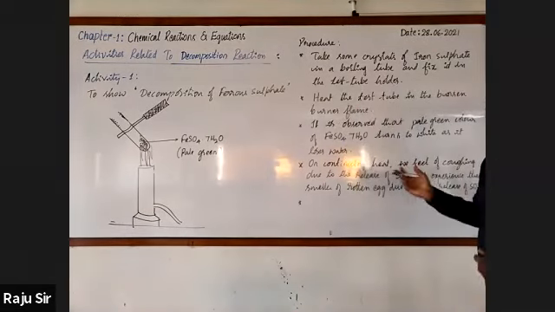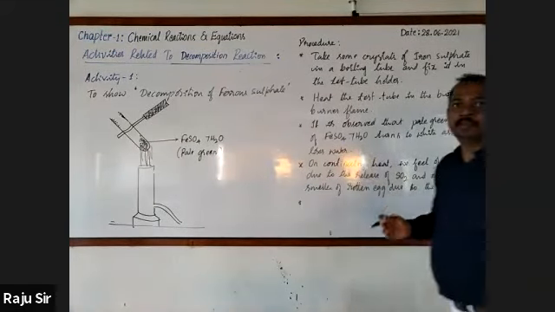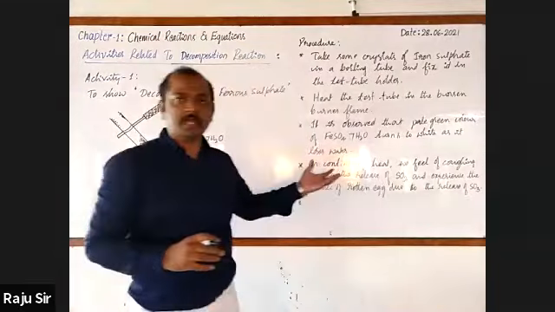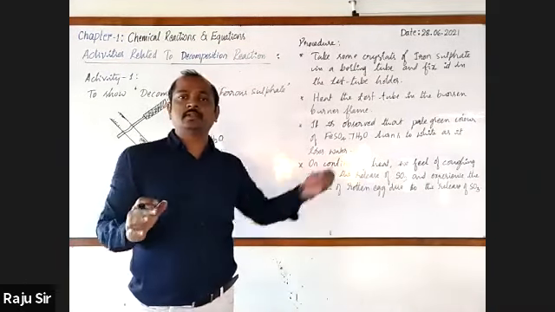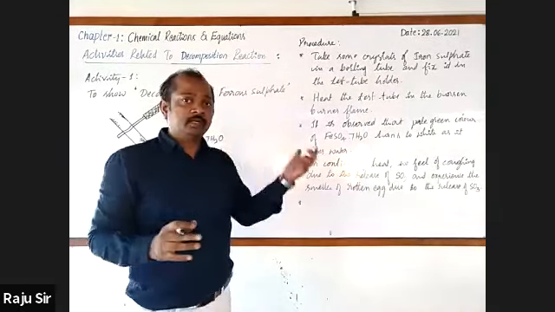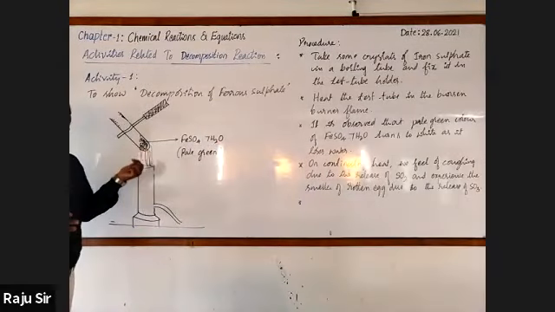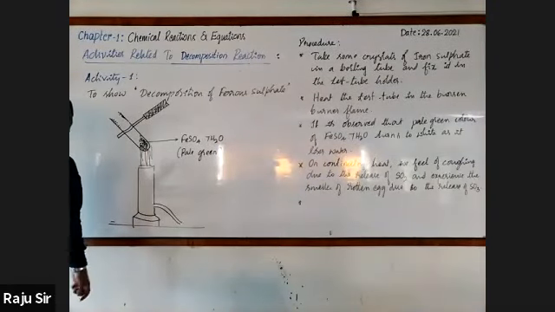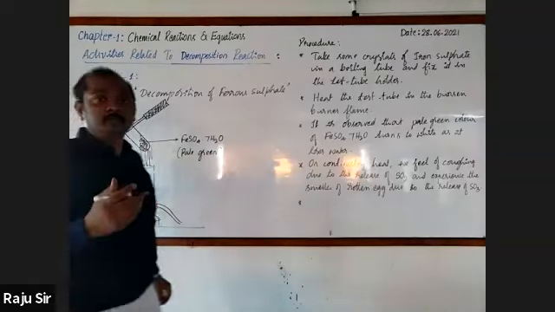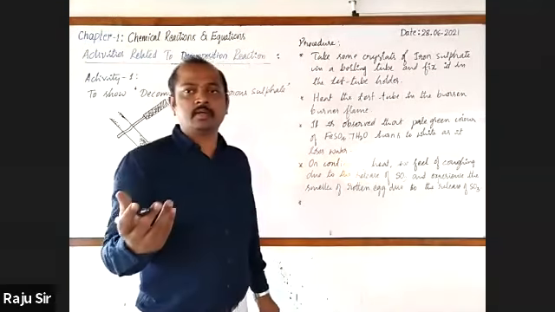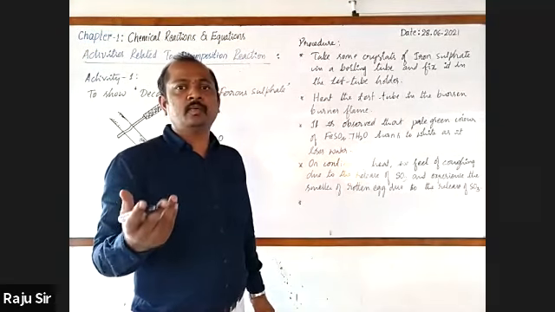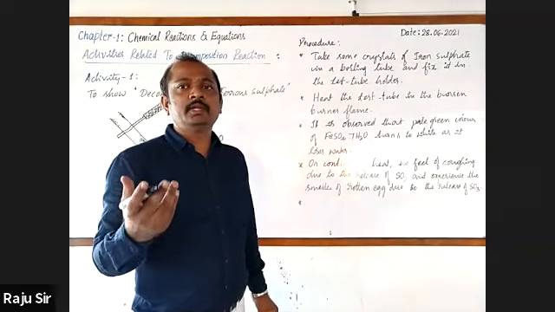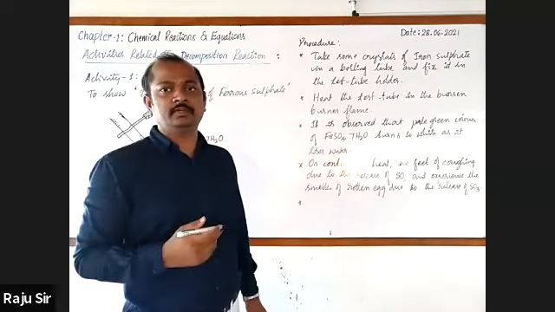Next, at last what happens? At last, when all the amount of gases are released, whatever leftover residue there is will be brown in color. The brown color residue is obtained. What is that brown color residue? It is nothing but ferric oxide.